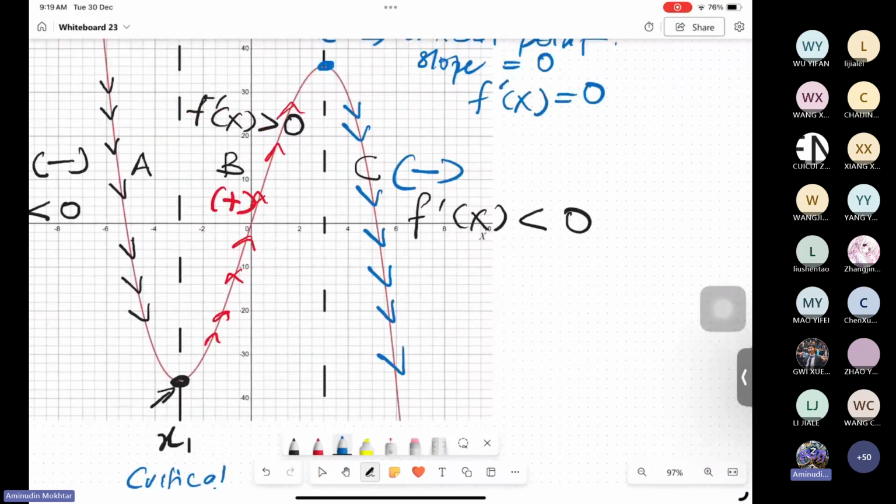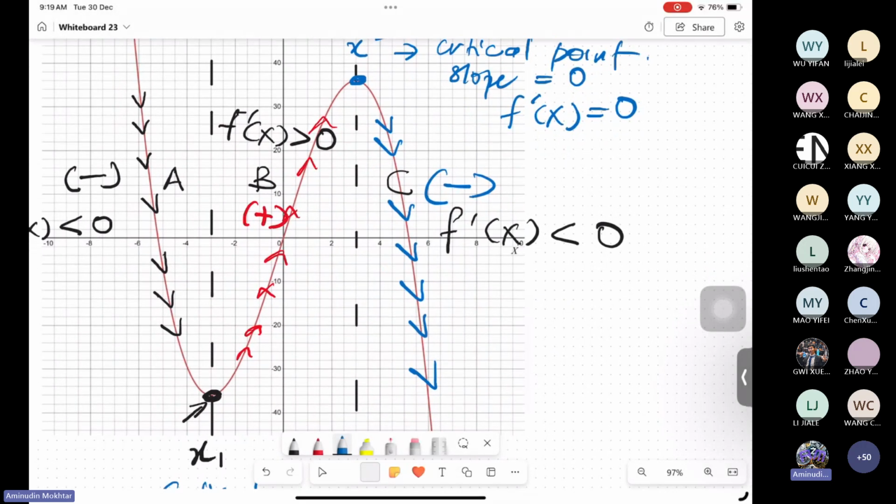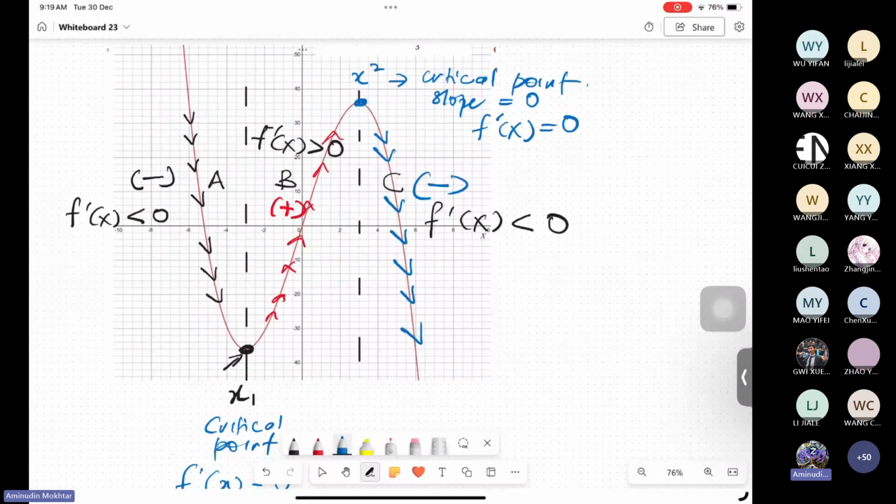Okay. Now I will apply the second derivative. x2 is a critical point. x1 is also a critical point. The slope at a critical point always equals 0. The slope at x1 equals 0. The slope at x2 also equals 0 because x1 and x2 are critical points. But what is the difference between x1 and x2?